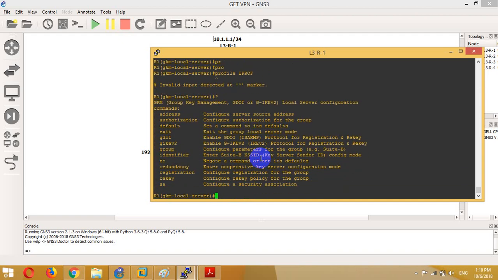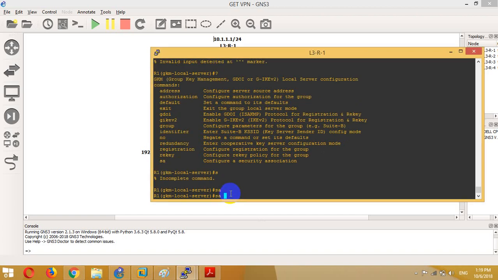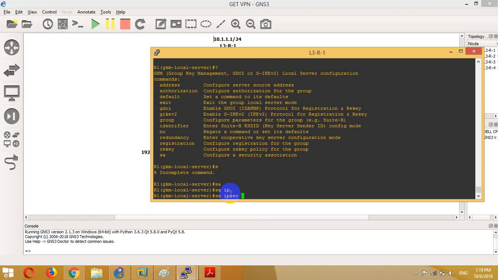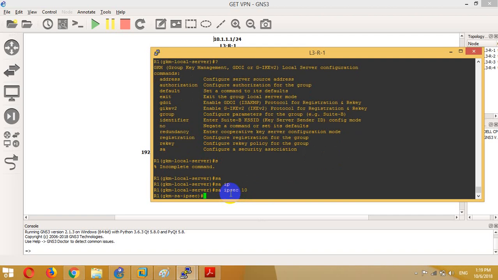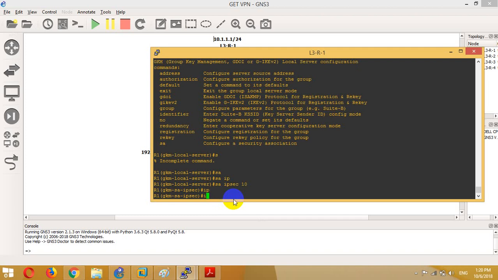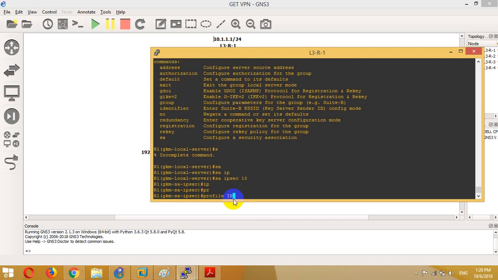So errors default GUI. I have to specify exactly what else here. We have to specify SA IPsec, SA IPsec 10. Yeah, and under that IPsec SA security association, I will specify profile iProf.